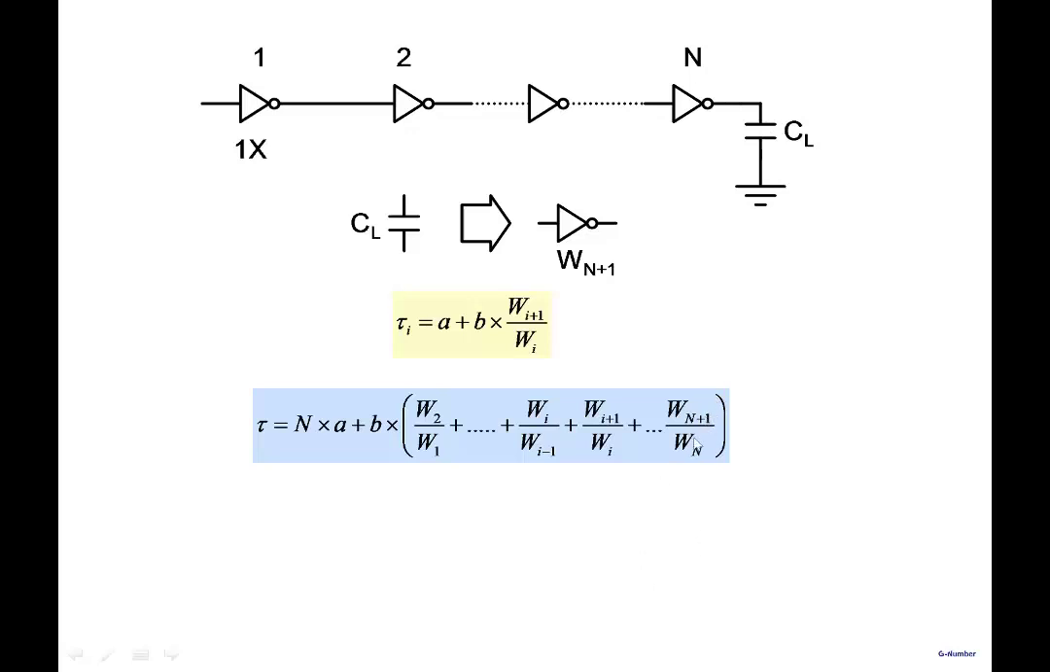So this will be Wn plus 1 by Wn. All right, so that's the total delay of my chain of inverters here, under the assumption that each one can be written as made up of a constant term A plus B Wi plus 1 by Wi. So now this is what the total delay is, and we want to find out the optimum size. W1 is fixed. We want to find out optimum sizes W2, W3 and up to Wn here.